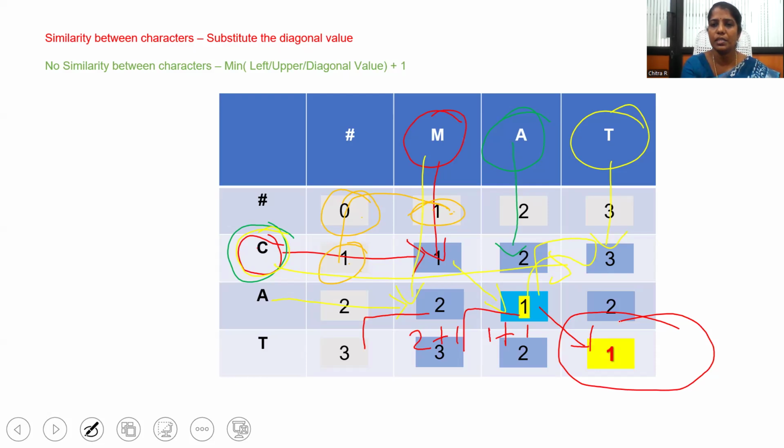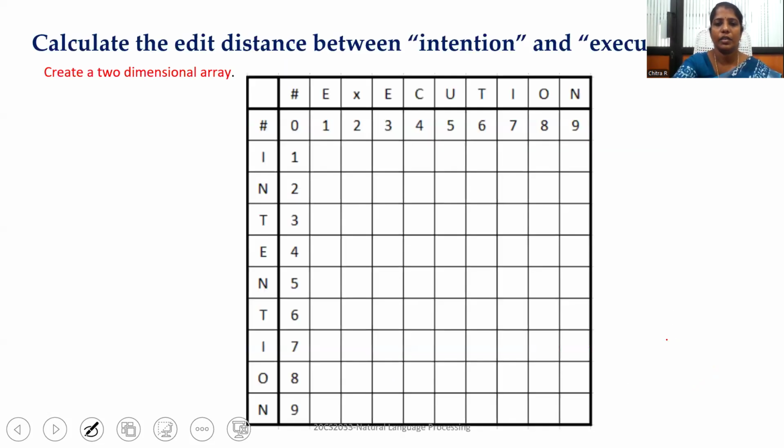So how many operations are required by viewing the strings? We know that only one operation is required. So what is the minimum edit distance? 1. That is calculated. So in the dynamic programming method, it can be calculated. This is the technique used for finding the similarity between the strings.